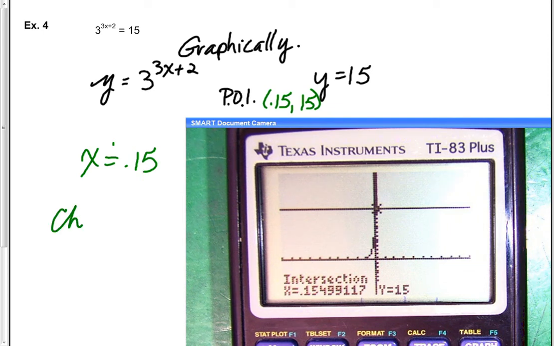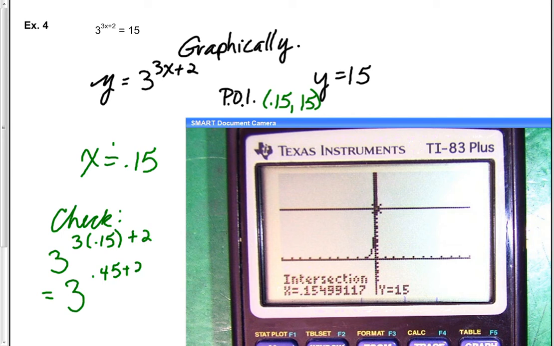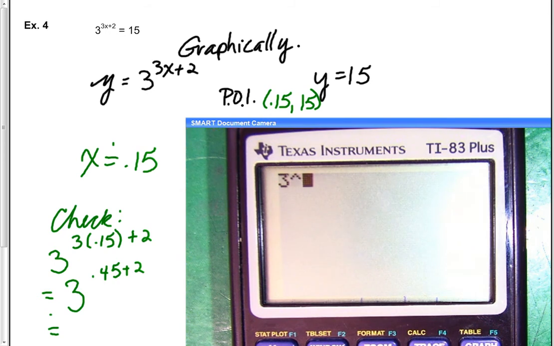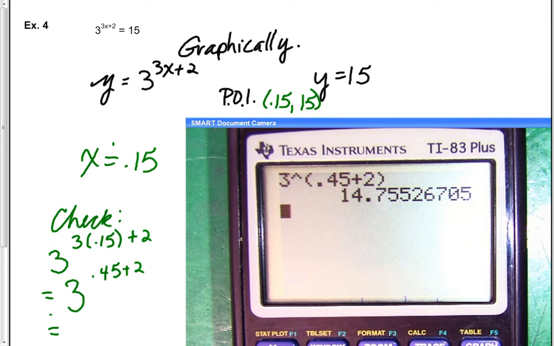Let's just check that that is in fact correct. What is 3 to the power of 3 times 0.15 plus 2? 3 to the 0.45 plus 2 is approximately 14.76. So close to 15. If we hadn't rounded quite so much, we would have the solution to the problem.